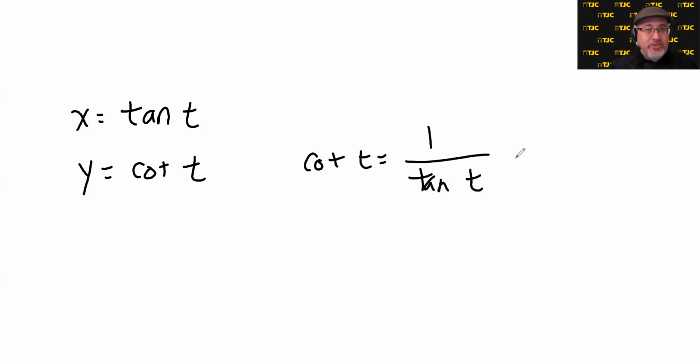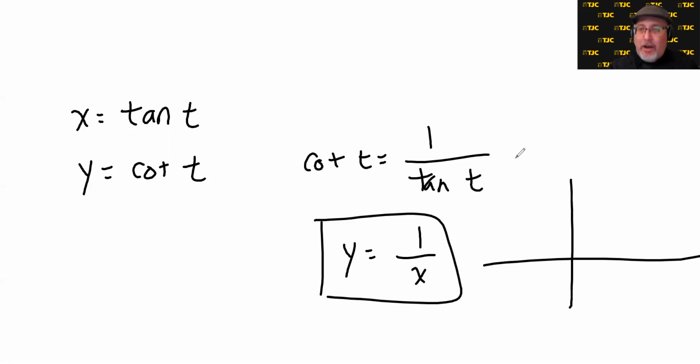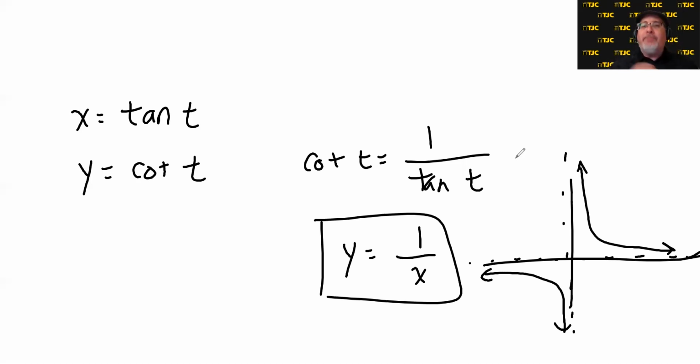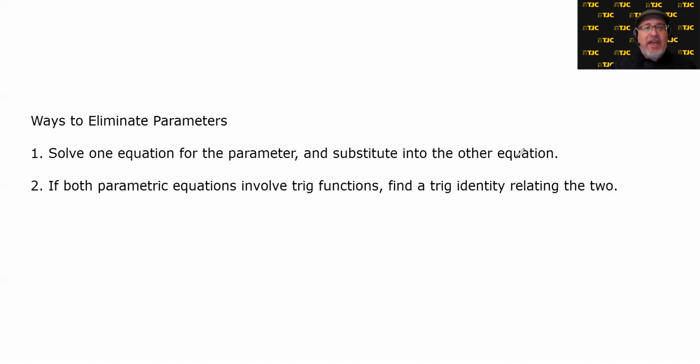In which case you would replace the cotangent of t with y, the tangent of t with x, and you would get y equals 1 over x, which you probably know, and if you don't, you should, has two boomerang-looking branches like that, with a vertical asymptote and horizontal asymptote both on the axes. Technically, that's called a hyperbola, but you should know that graph already. So eliminating a parameter sometimes involves trig functions and finding an identity that relates the two.